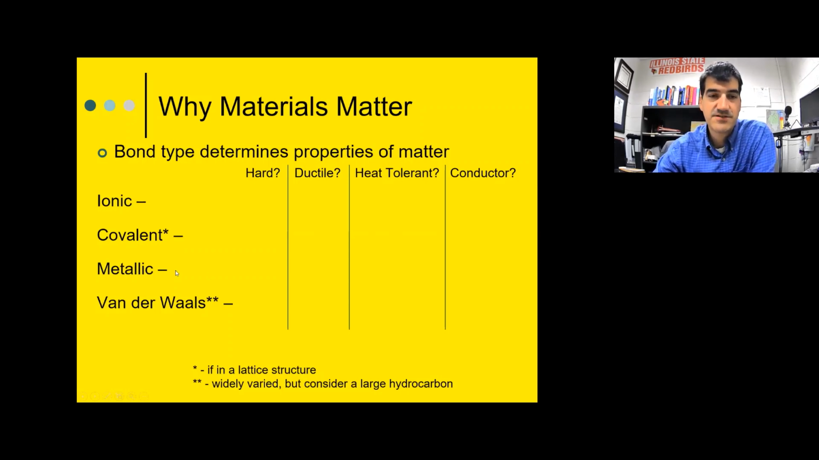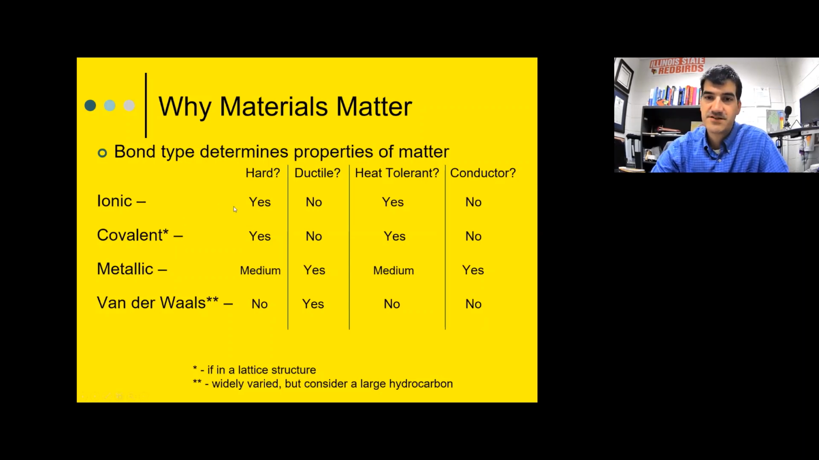Metallic bonded materials, so metals. Are they hard? Moderately so. Are they ductile? Moderately ductile. Are they heat tolerant? Kind of moderately heat tolerant as well, for some of the same reasons. Are they good conductors? Yes, definitely. Are van der Waals bonded materials, materials characterized by intermolecular forces, hard? No. Are they ductile? Yes. Are they heat tolerant? Generally, no. Are they good conductors? No.